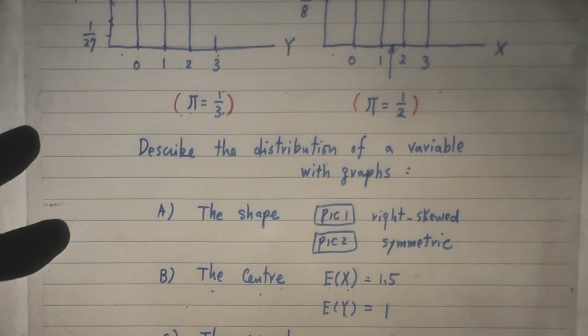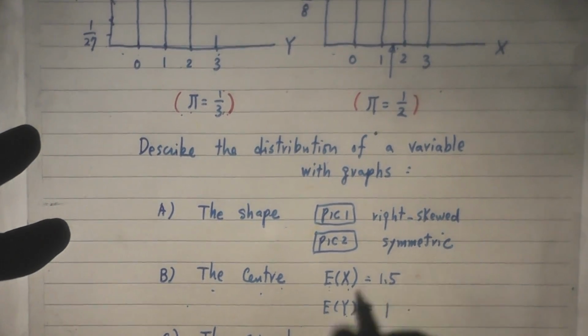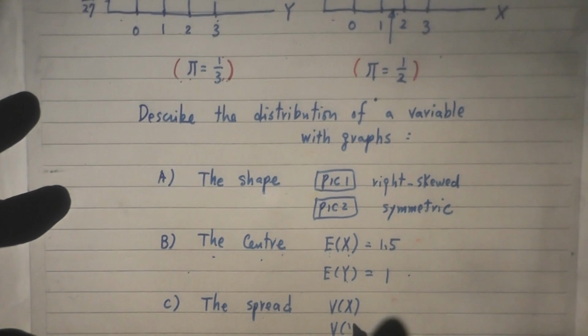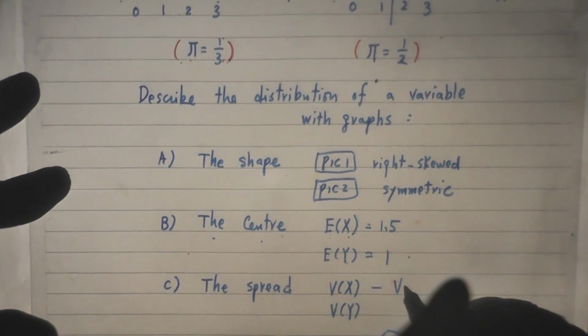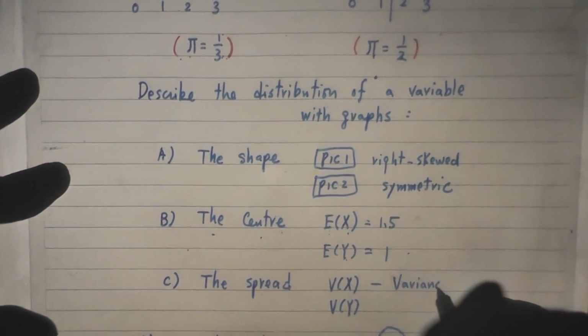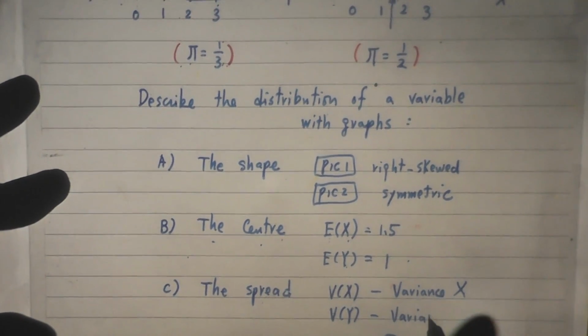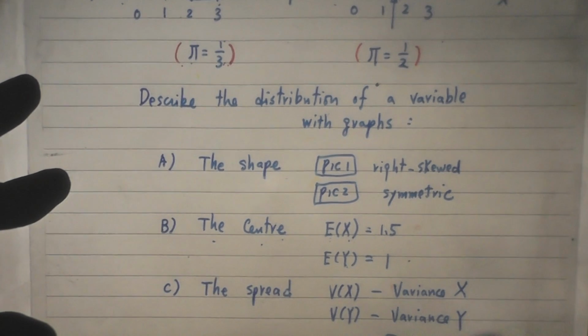And how do we measure the spread? The spread is measured by the variance of X and the variance of Y. This is the variance of X, and this is the variance of Y.